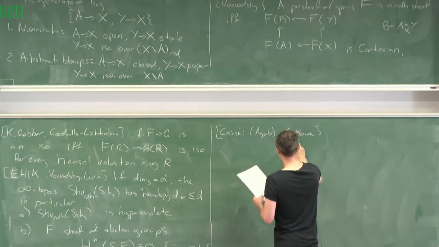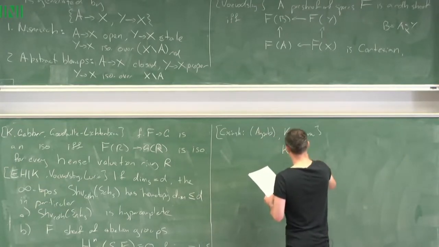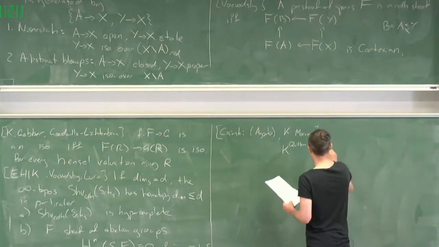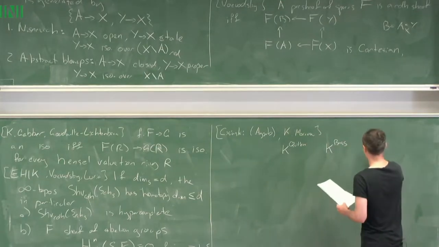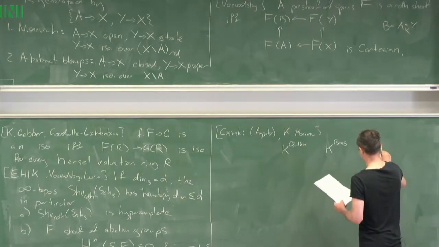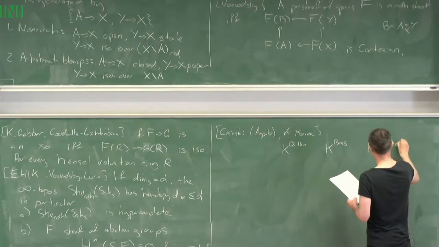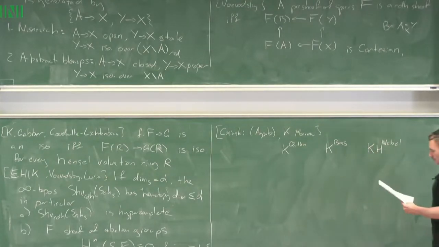So we have Quillen K-theory or connective K-theory. And then here we have non-connective K-theory. And here we have Chuck's homotopy invariant K-theory.